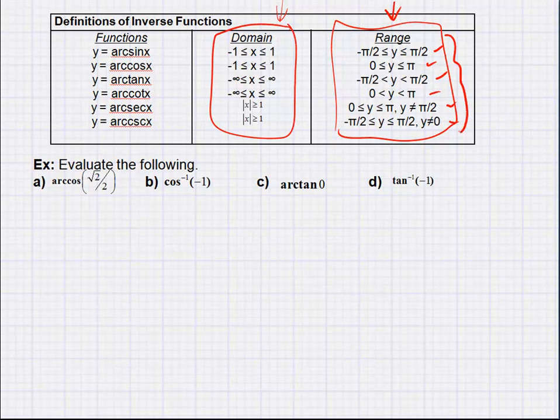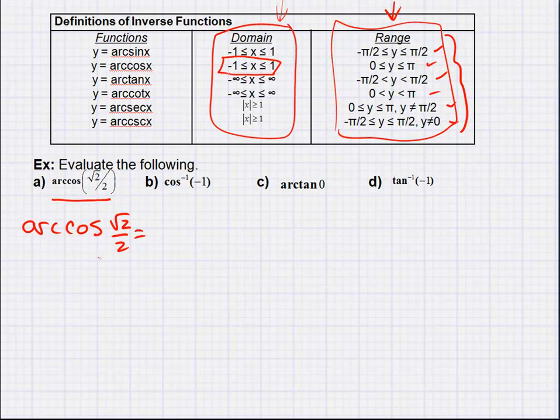Alright, so what you're going to have to get used to right now, at first with these inverses, is being able to evaluate an inverse trigonometric function. So here's a couple of examples. Find the arc cosine of square root of 2 over 2. So if I'm going to do this, the first thing I'm going to say to myself is, can I do it? Is square root of 2 over 2 in the domain of the arc cosine? Well, is it between negative 1 and 1?